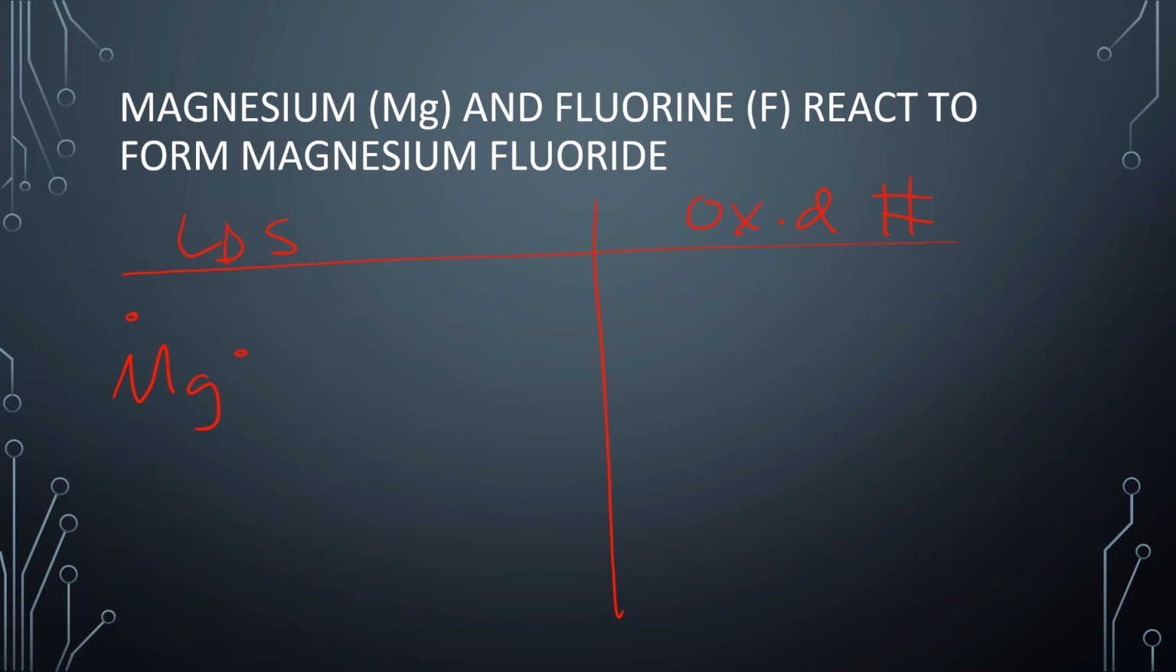Fluorine has a total of, I'll use a different color. Nice, you can really see this one. So fluorine is more electronegative than magnesium, so it's going to steal one of its electrons.